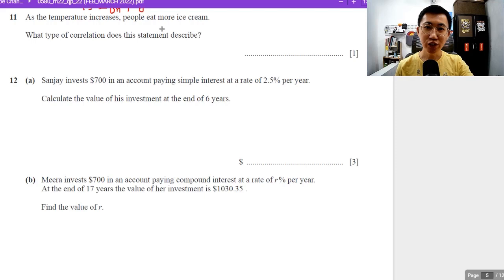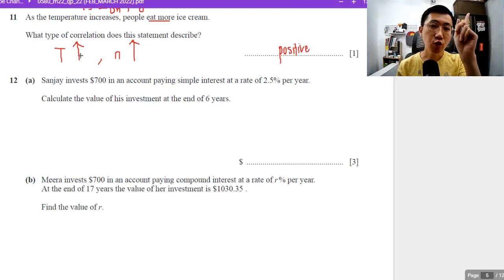11. Interesting. Usually they don't ask this. Okay, so it appears in your February-March 2022 paper. As the temperature increases, people eat more ice cream. What type of correlation does this statement describe? Okay, very simple. Temperature, we just use the letter T. Increases, I just use an arrow. Number of people eating ice cream, so I'm going to use n. Increases, they say eat more. So that's actually increases. The moment when you see two arrows going upward, that's actually the same direction, then it's actually positive correlation. Okay, if one arrow goes up, the other arrow goes down, then that is negative correlation. So remember this, both same direction, positive correlation.